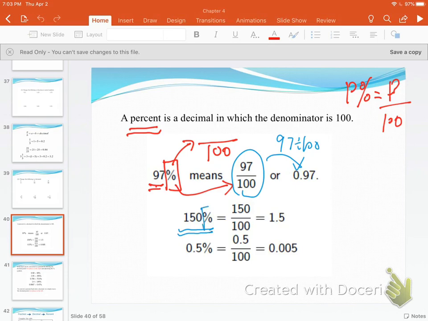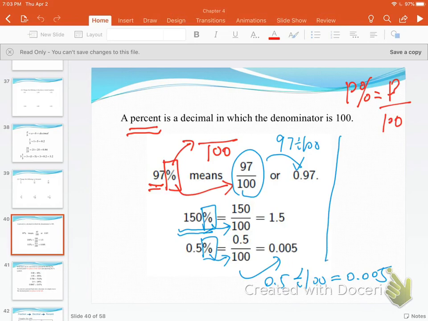If it's 150%, again, this notation of percentage means over 100, so we got 150 over 100. And 0.5%, this means a 100 in the denominator, so it's 0.5 over 100. 0.5 divided by 100, you got 0.005. So maybe I will try the last division. What is 0.5 divided by 100?